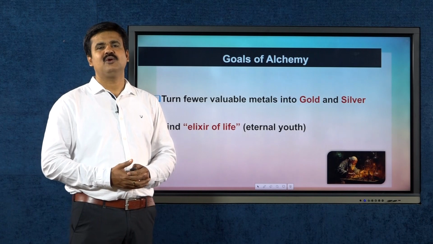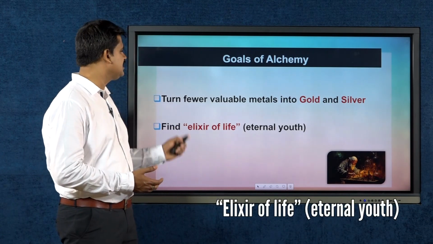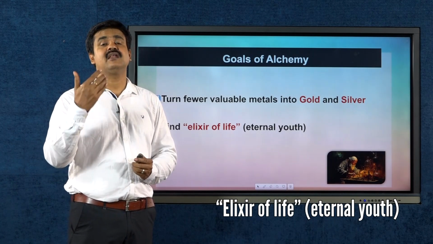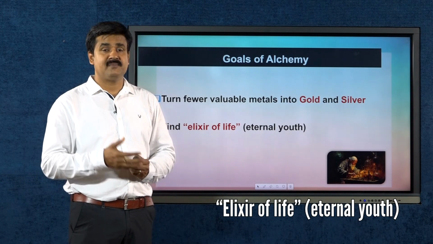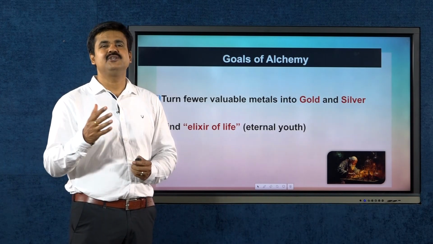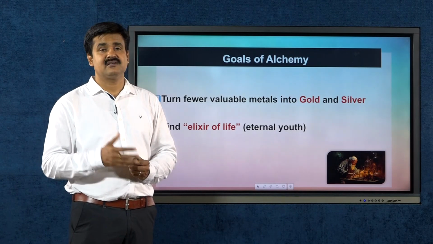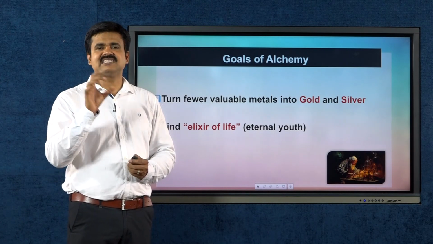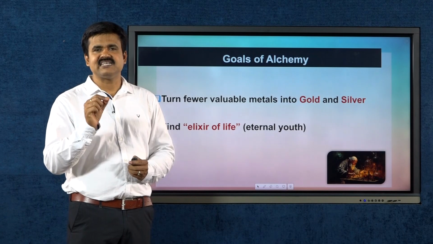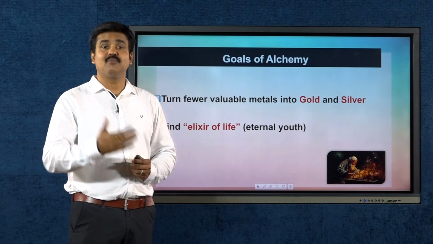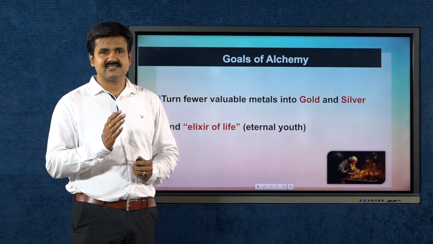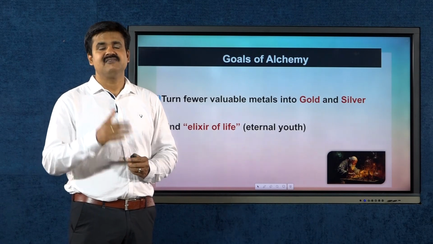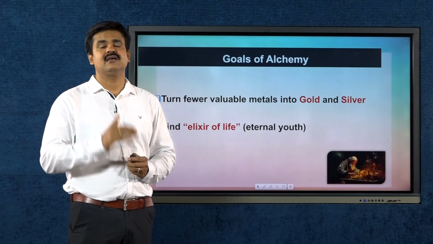The next goal of the alchemists was to find the elixir of life. Elixir of life means providing eternal youth. The people at that time, the alchemists, tried to find something which might offer them eternal youth. Elixir of life implies eternal youth. The second most important goal of the alchemists was to find the elixir of life, that is, to find some materials which can provide eternal youth.